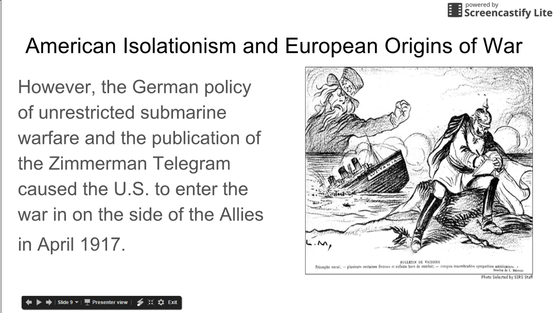The Zimmermann telegram, by the way, was a German message to Mexico to get Mexico to declare war on the United States in return for land that Germany promised Mexico, including much of the southwest of the United States. Mexico did not accept this plan, but the publication of this message was the straw that broke the camel's back, I guess you can say, which got the United States into the war.